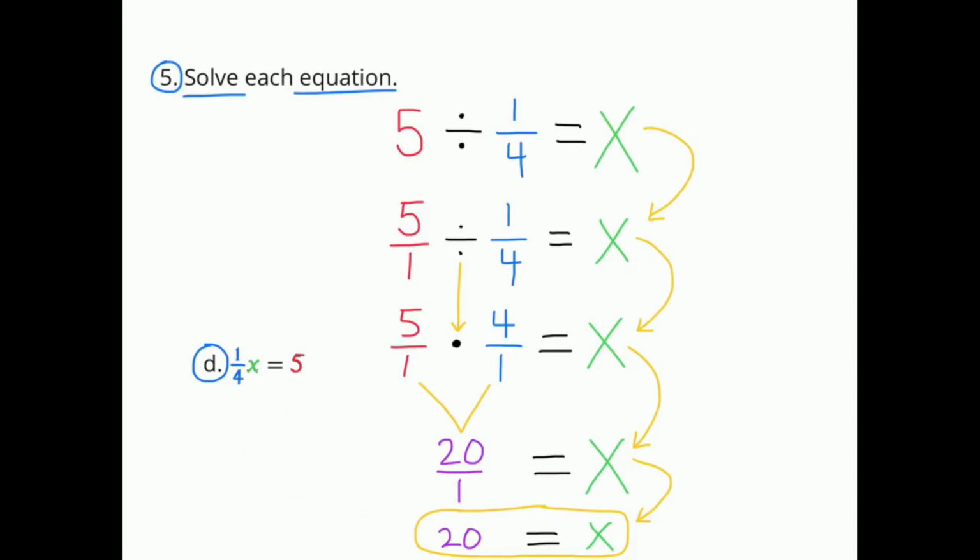D. 1/4 x equals 5. That can be rewritten as 5 divided by 1/4 equals x, which is the same as 5 over 1 divided by 1/4 equals x. And to solve for x, we'll multiply by the reciprocal of 1/4. So 5 over 1 times 4 over 1 equals x. And 5 over 1 times 4 over 1 equals 20 over 1. So x would equal 20.